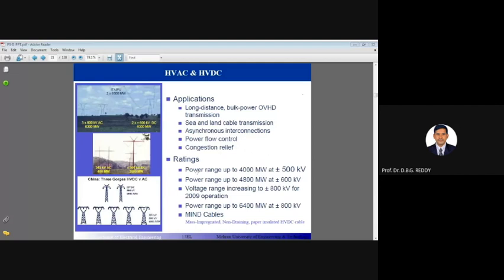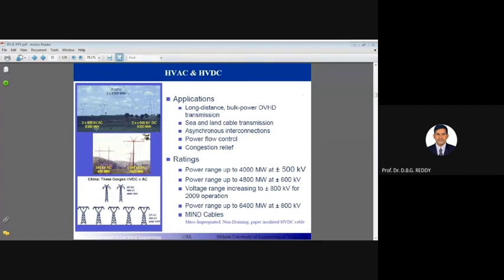Now, HVAC and HVDC. You can see the various trends they are following worldwide. Suppose 6,300 megawatts of power is there. They are using 3 into 800 kV lines, 3 lines they are operating here. Now, using AC or DC: you can use 3 into 800 kV in AC transmission, or 2 into 600 kV in DC. Whichever one is economical, you can choose.